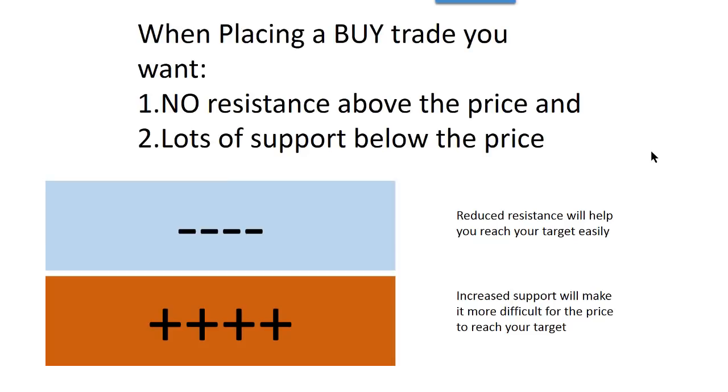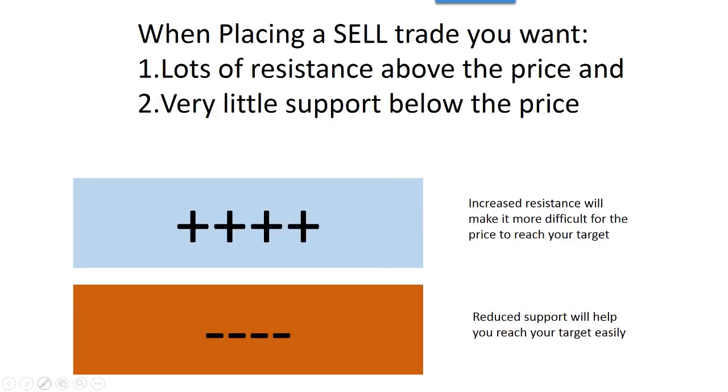Now, in terms of support and resistance, when placing a buy trade, you basically don't want any resistance above the price. But you also at the same time want a lot of support below the price, because the price will then really battle to hit your stop. So if your stop's difficult to hit and your target is easy to hit, that's ideal in Forex trading. Now the same applies to the sell. If you're selling, you want a lot of resistance above your entry price, and you want very little support below your entry price.